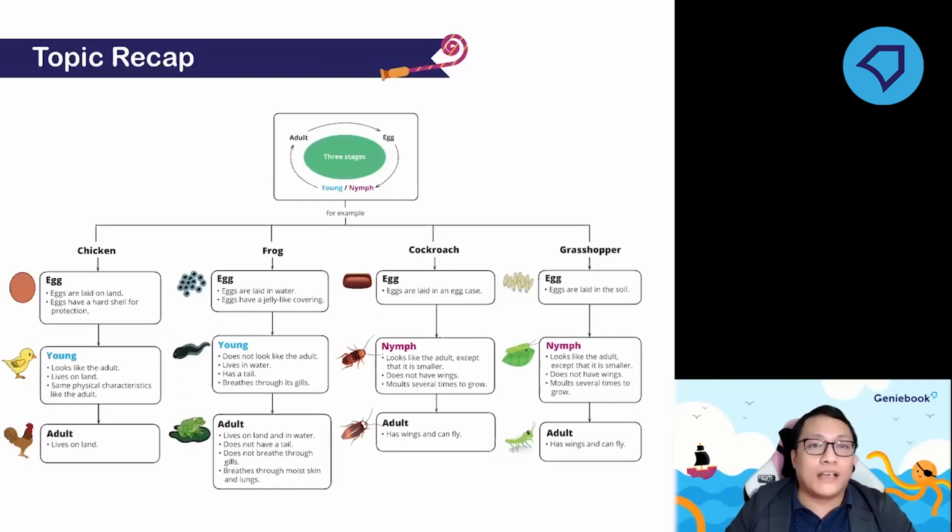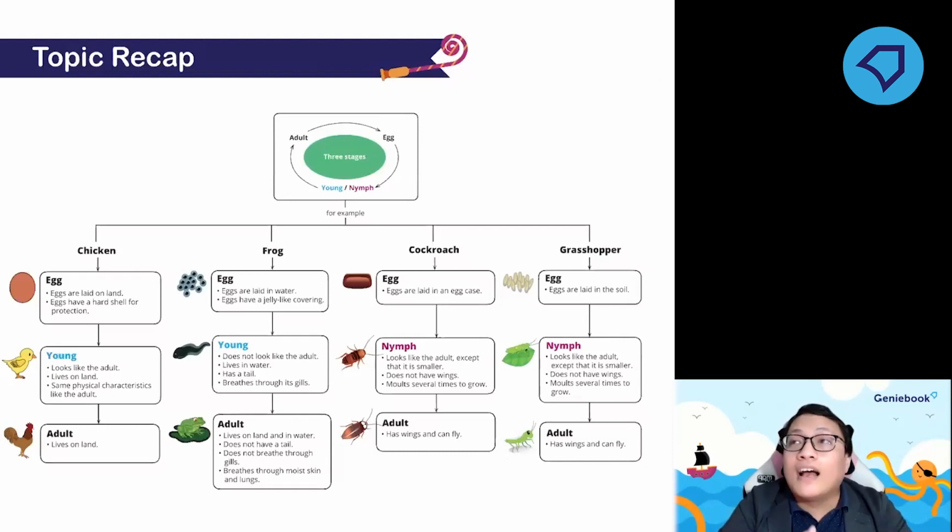So what are the characteristics of the young, or what are the characteristics of the chick? The young of chicken is called the chick, right? Can you mention one characteristic of the chick? They cannot fly. Yes, so the chick cannot fly. I mean, the adult also cannot fly, for the chicken.